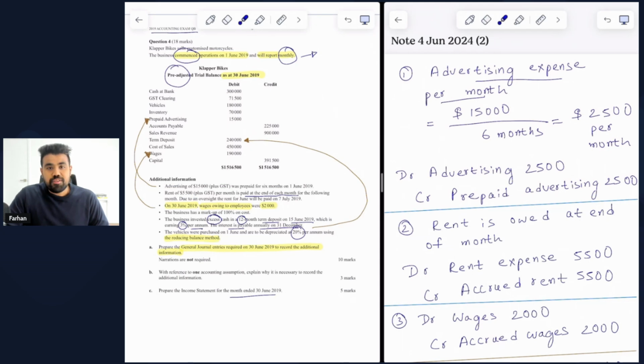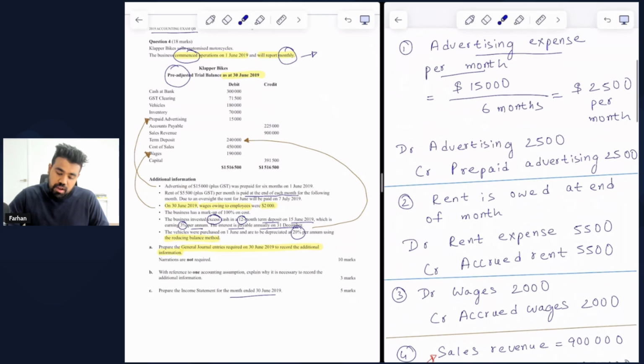Now, what do we have to do with this rent? This rent will be paid in the next financial period on 7 July 2019. In the books on 30 June 2019, we have to recognize this rent as an expense because we obviously utilized the space for the business. Therefore, we have to debit rent expense by 5,500.